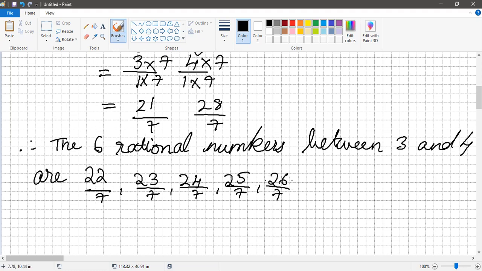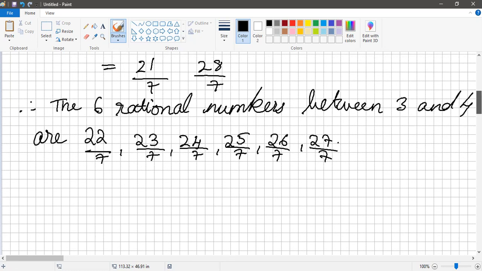How many are over now? 1, 2, 3, 4, 5. 27 by 7. So we got 1, 2, 3, 4, 5, 6 rational numbers. We have found the answer to the first question. You can either take 7 and find this, or any random number which you feel like taking, but you should be able to take 6 rational numbers between 3 and 4. So you need to be very cautious of that condition.